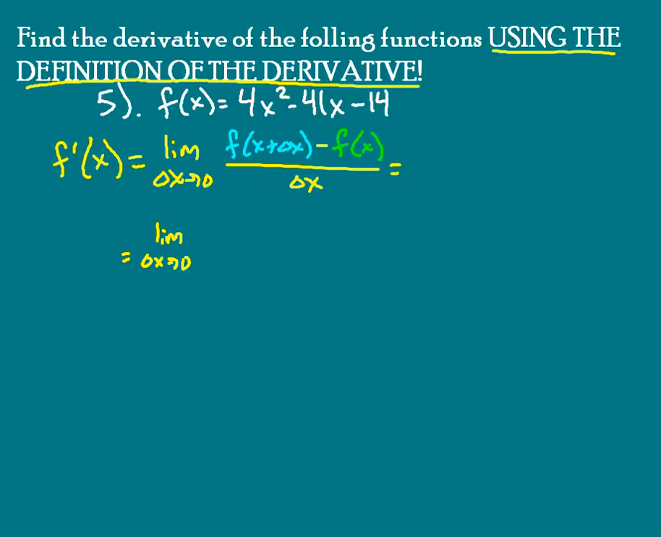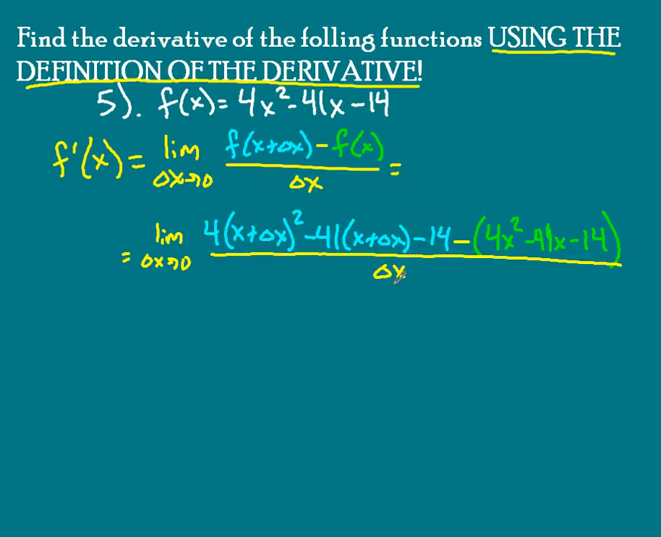For the part in blue, I'm taking this function, and everywhere that I see an x, I'm now plugging in this x plus delta x. So it's 4 times not x squared, but now x plus delta x squared. Minus 41, not just x, but x plus delta x. And then minus 14. That's the entire function with x replaced by x plus delta x. They now want you to subtract f of x. Well, f of x is just what's up there, 4x squared minus 41x minus 14. And then all that is divided by still delta x.